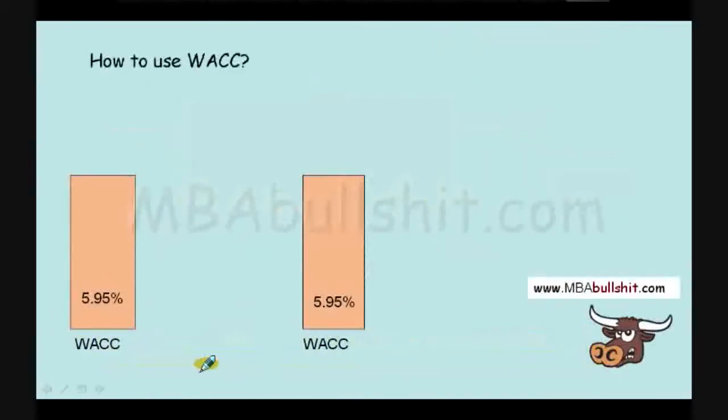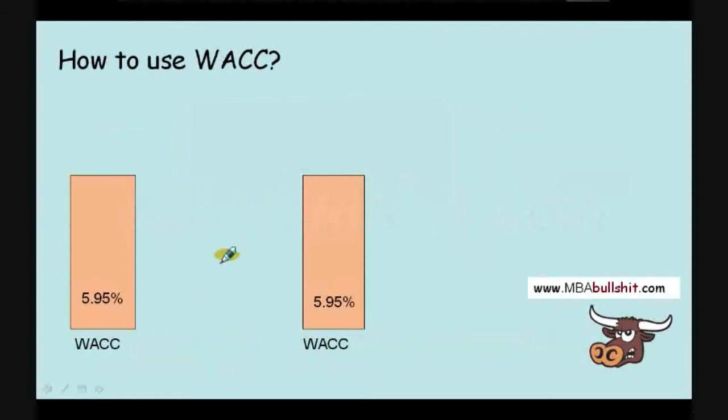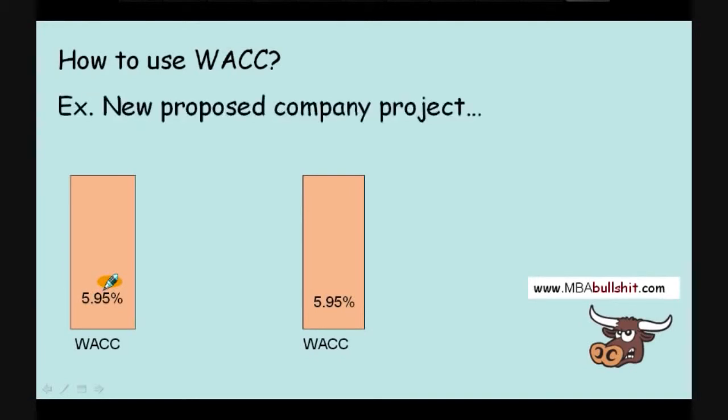It's very important to know, how do we use the WACC, or the weighted average cost of capital? We already know that it's 5.95%. Well, so what? How do we use it? Well, 5.95% represents how much it costs your business or your company to get money. And so we now compare it.